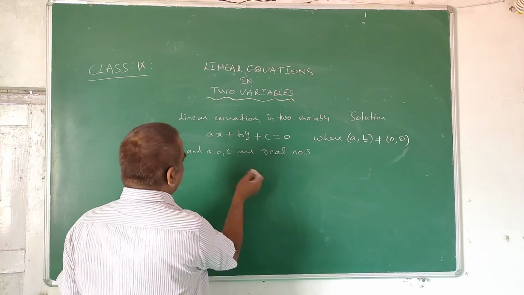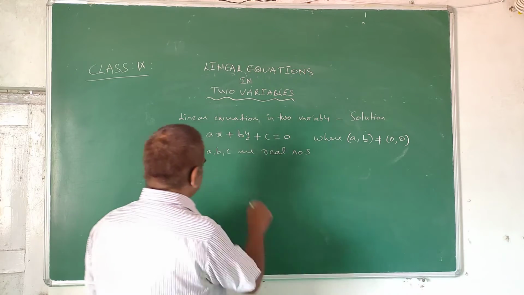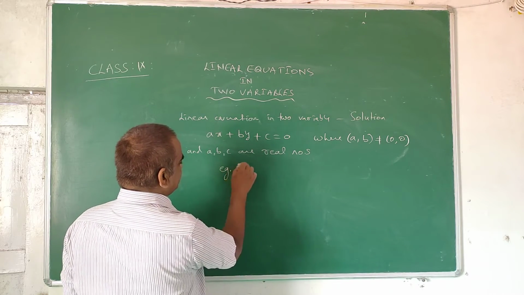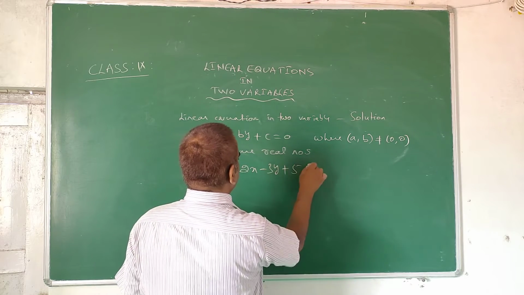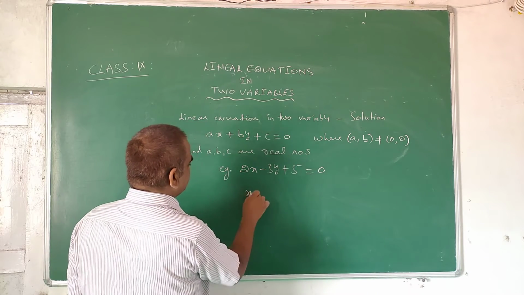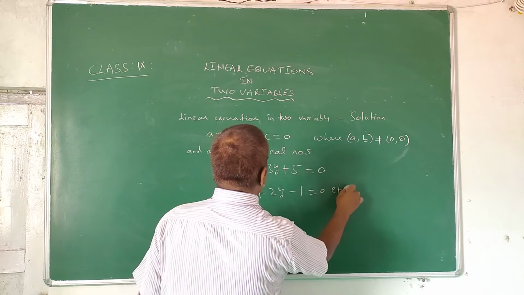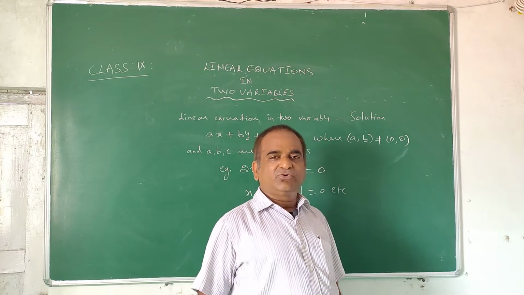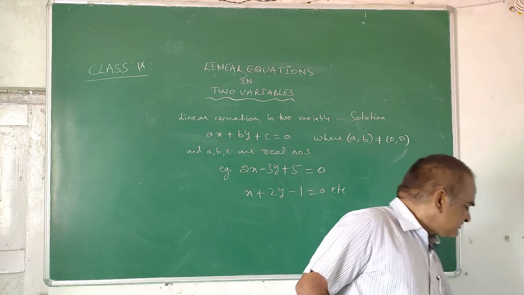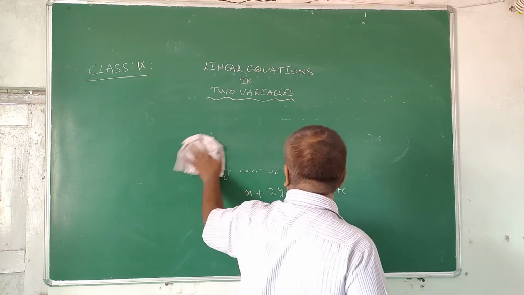So now if you take particular examples for linear equations in two variables, some particular examples I am taking: 2x minus 3y plus 5 is equal to 0, x plus 2y minus 1 is equal to 0, etc. These are some particular examples for linear equations in two variables. Now coming to the next point of discussion, which is solution.